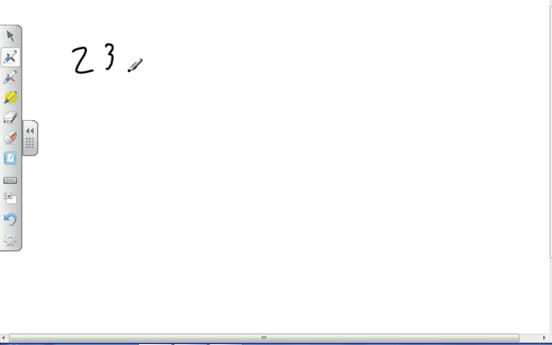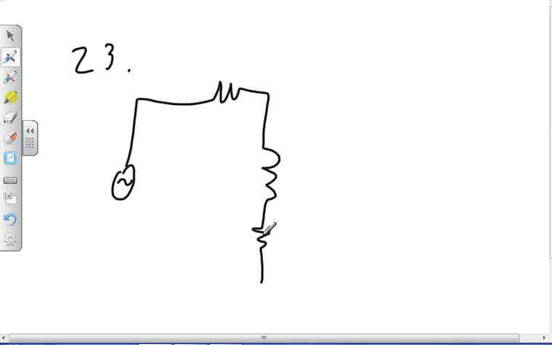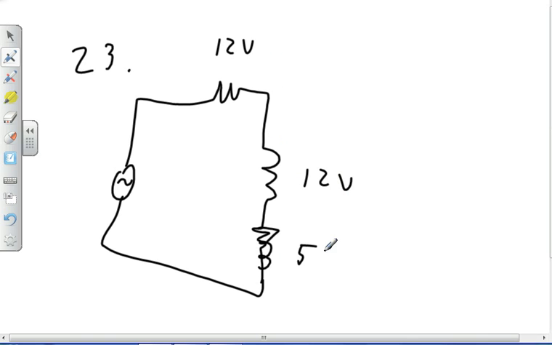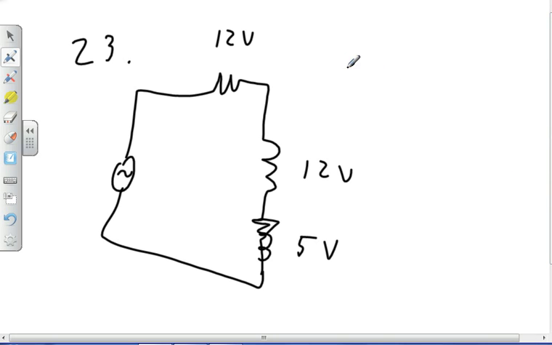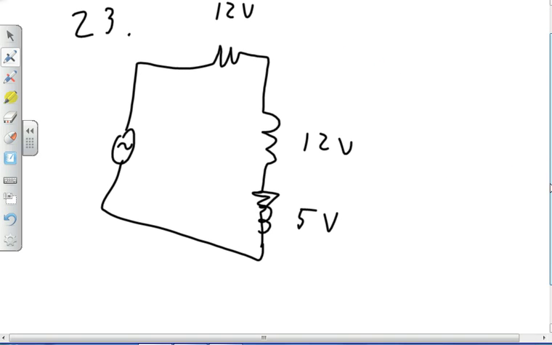Determine the magnitude and phase angle of the source voltage. 23, yeah. So I got some source voltage. And this is the same problem you're doing in your labs, right? You're doing the same type of thing, except your pictures are prettier than mine. So I got 12 volts, 12 volts, 5 volts. All right, so the, oh, I got the picture turned around, don't I?